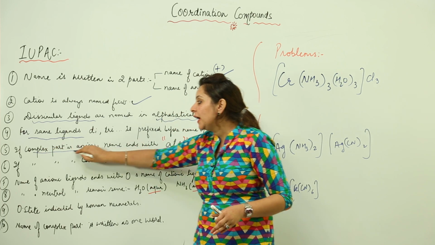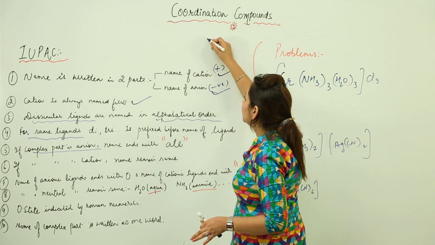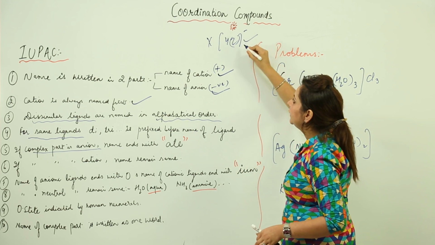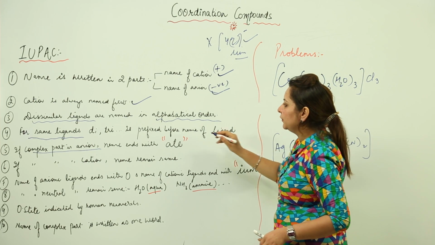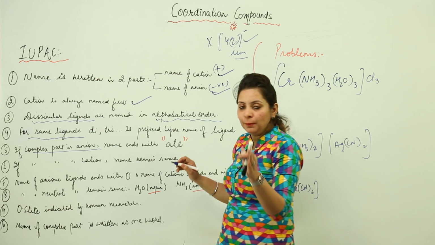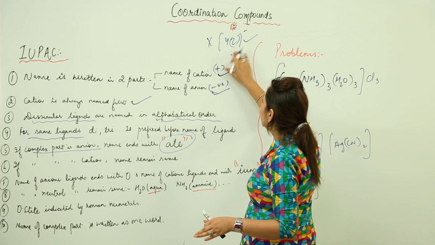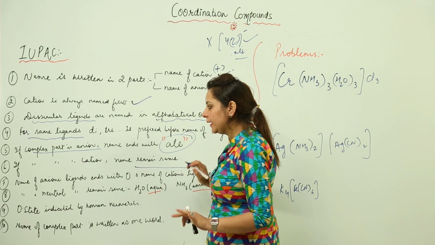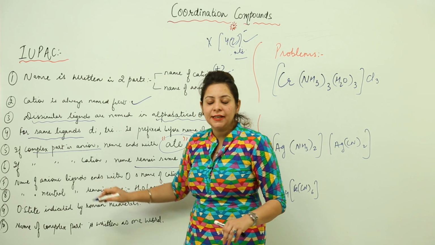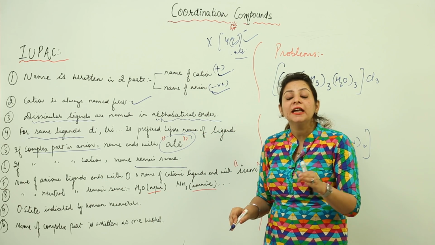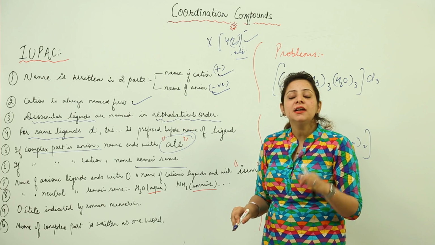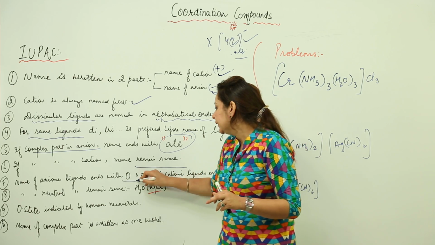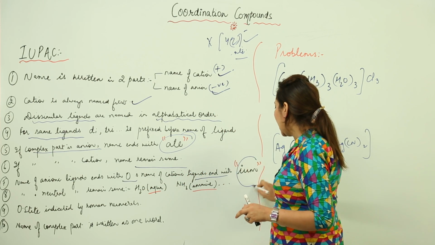And if the complex part is the anion, then the name ends with -ate. The name ends with -ate. And for the cation, it remains the same. If the ligands present are anionic, that means the negative ones, their names end with -o, like chlorido, fluorido, like that, right? And for cationic ligands, it ends with -ium.